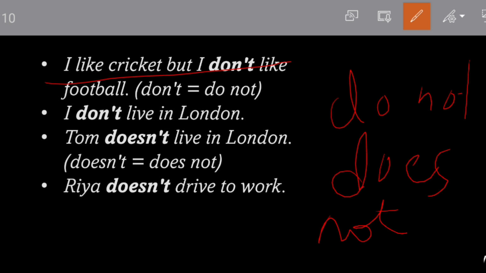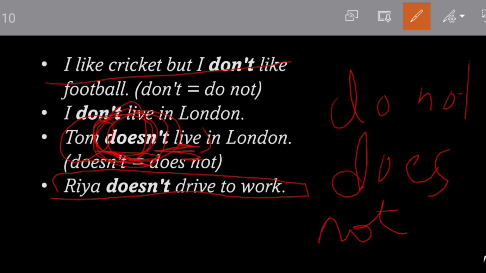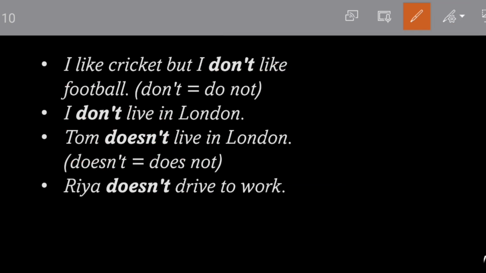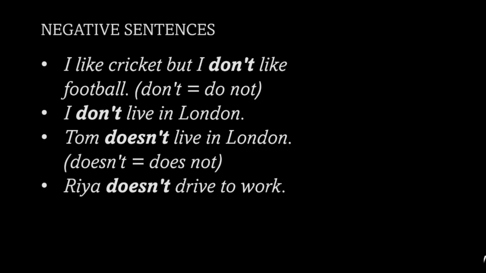I don't live in London. He doesn't live in London. So here the subject is singular, so we use doesn't. And one more thing you need to notice is you don't have to add "s" after the verb because we have used does. So don't add "s". The rule is the same in negative sentences. Ria doesn't drive to work. These are the examples of negative sentences.